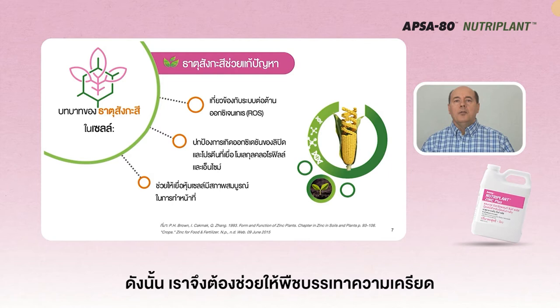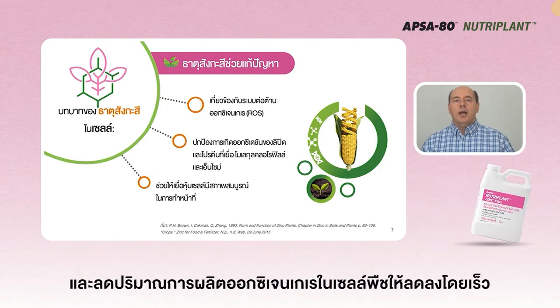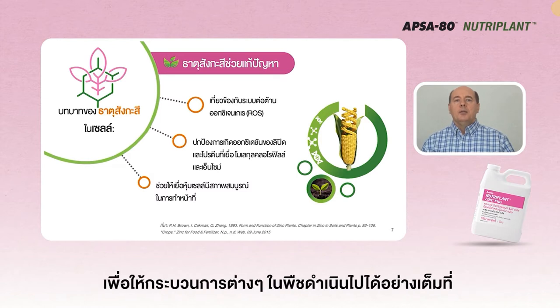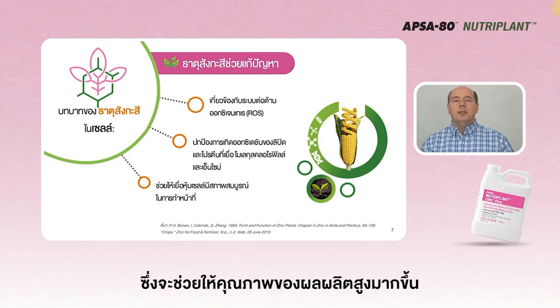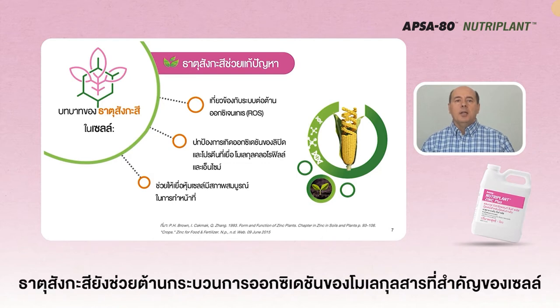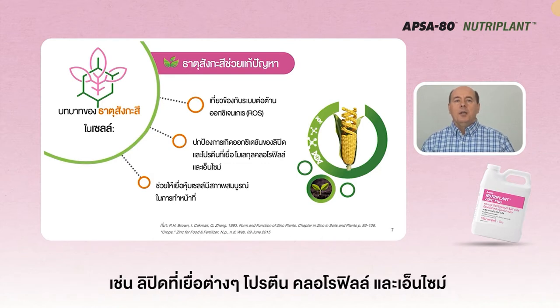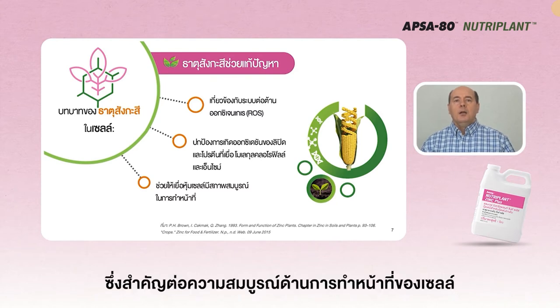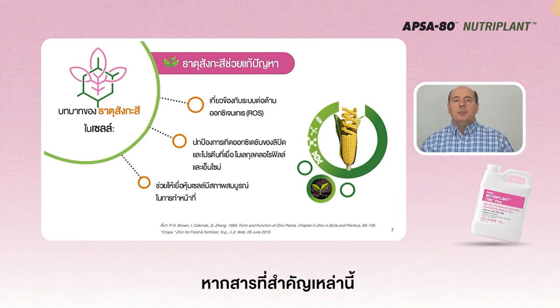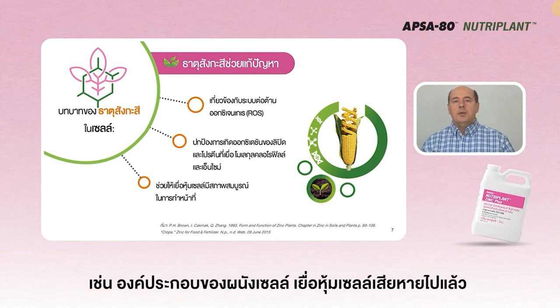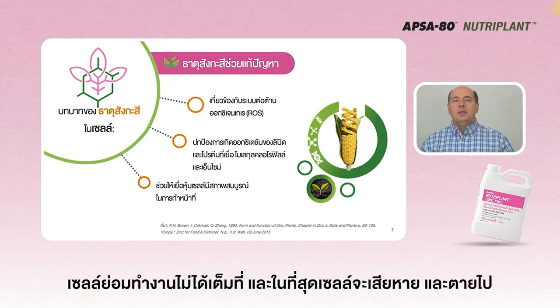So we have to help plants overcome stress and reduce the overproduction of the reactive oxygen species. A plant functioning at the maximum level will produce a higher quality yield. Zinc also helps against oxidation of the membrane lipids, proteins, chlorophyll, and enzymes, all of which are very important. As you know, if the integrity of the cell, especially of the cell wall or the cell membrane, is affected, then the plant cells cannot function at their full capacity and the plant health is reduced.